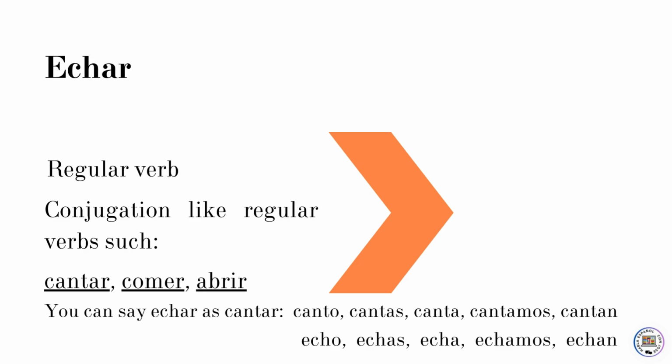As you know, echar, a regular verb, has the conjugations of regular verbs such as cantar, comer, abrir. In this case, the verb cantar. In the present tense, we could say canto, cantas, cantamos, and using the verb echar, echo, echas, echa, echamos. And for ustedes and ellos, echan.